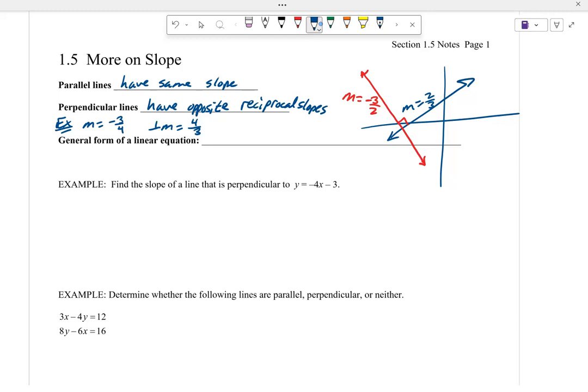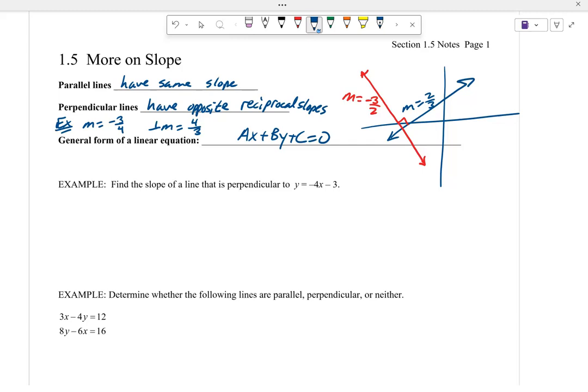Now, the general form of a linear equation is ax plus by plus c equals 0. A, b, and c are just constants, real numbers, but a and b can't both be 0. That's a requirement. A and b cannot both be 0.